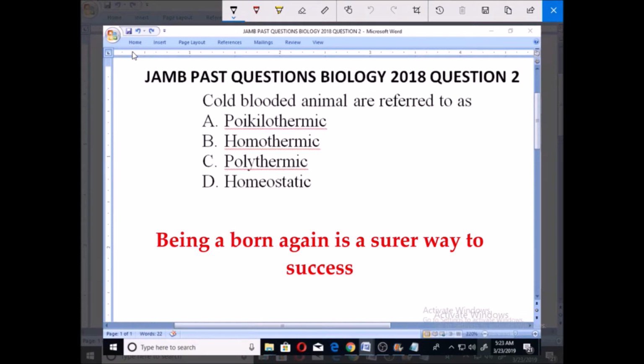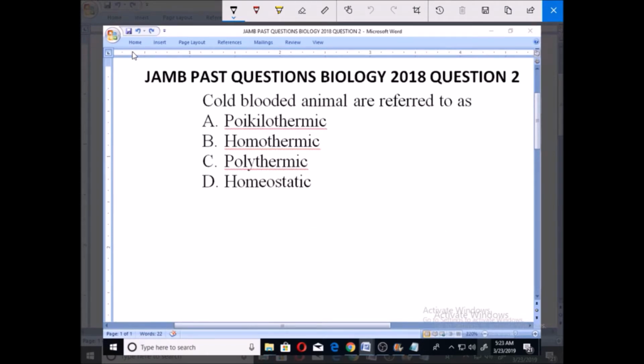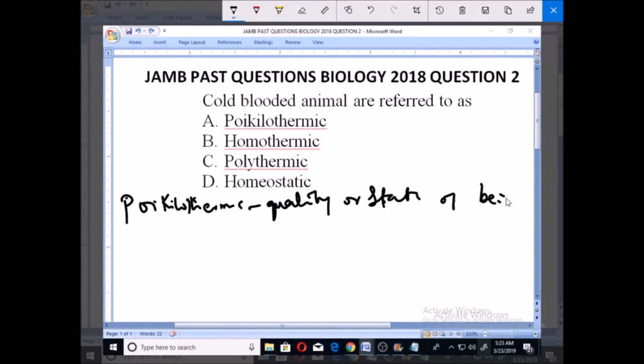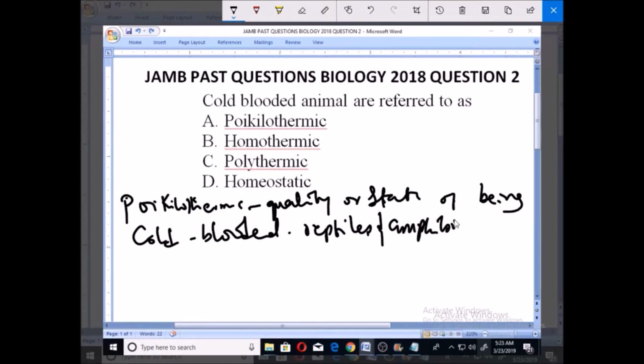Now, for us to be able to appreciate this question very well, we need to define the following terms as stated in the options. So number one, let's look at what the term poikilothermic means. Now, poikilothermic is referred to as the quality or state of being cold-blooded. So that is what poikilothermic is, and it is usually found in animals such as reptiles and amphibians.